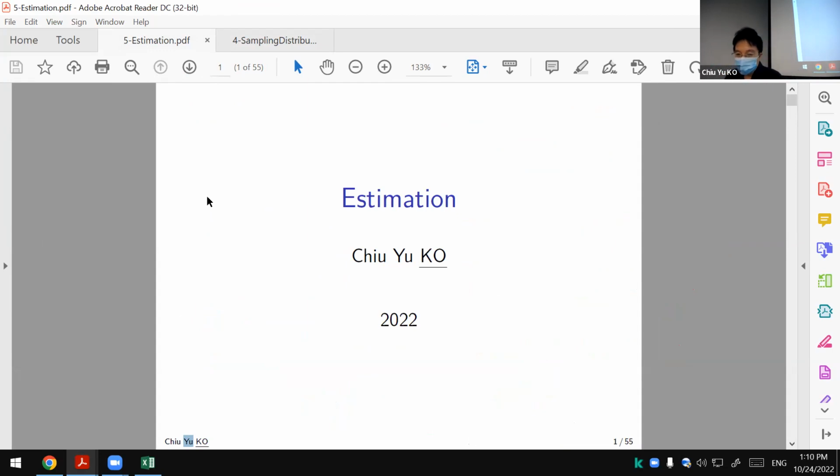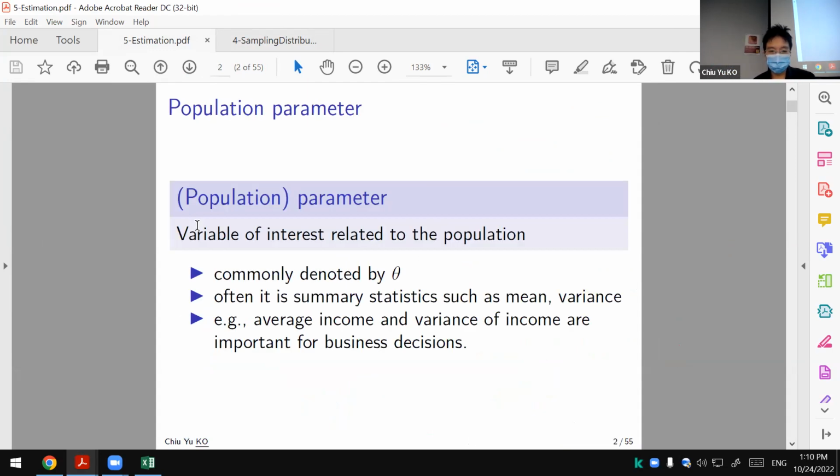Estimation. The goal of this is trying to estimate what we call a population parameter. In some sense, it's something we're interested in about the population, and usually we call it theta, and often it is a summary statistic: mean, variance, kurtosis, skewness. For example, in applications, we want to know the average income of a city, the variance of the income of a city, or how much they spend on average. Someone wants to know that, so it's very standard.